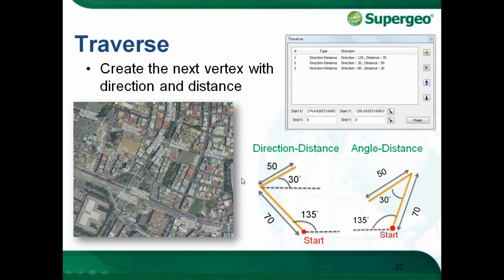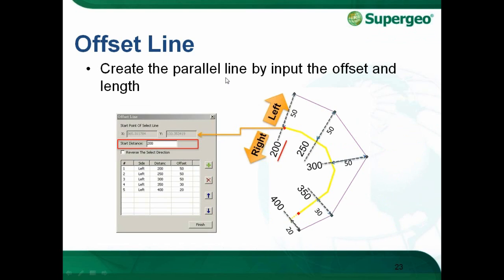So this is how you can work with our traverse function. And another function I will introduce is the offset line. It is useful to create a parallel line by inputting the offset and the length. For example, the original line feature is the yellow one. If I would like to create another parallel line, but I might need to change the offset a little bit, from 50, 50, and the final one is 30 and 20.